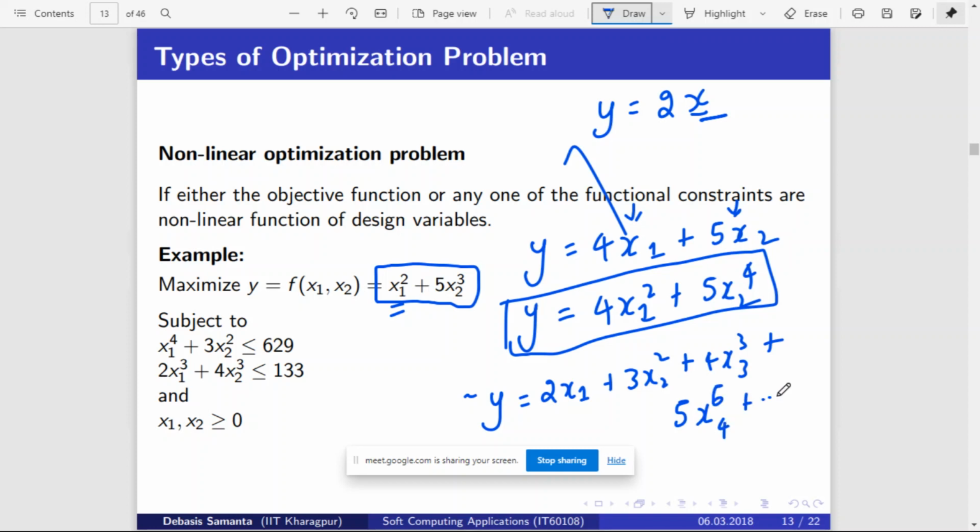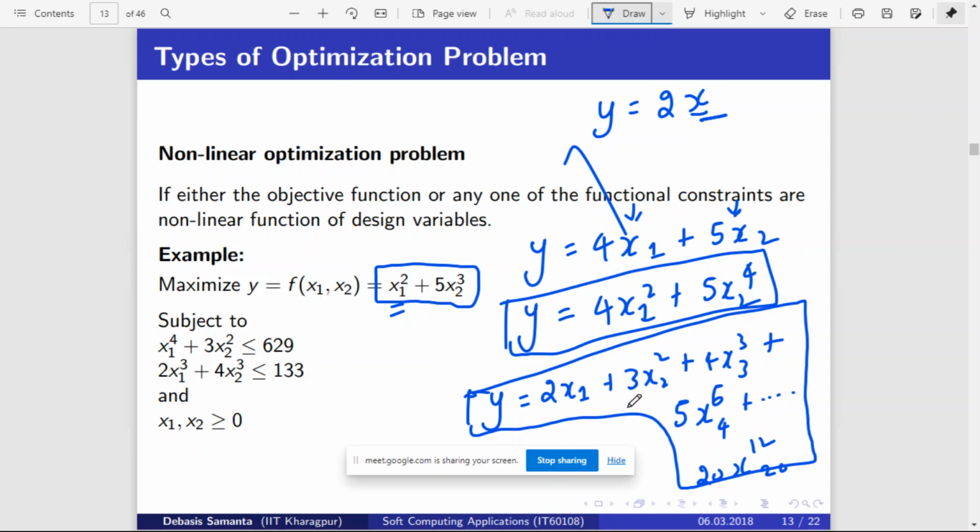If it keeps on going like this, say 20x20 to the power of 12, there are many parameters and its degree is also 12. So now this is called a complex problem, because here there are many parameters and its degree keeps on increasing, right?